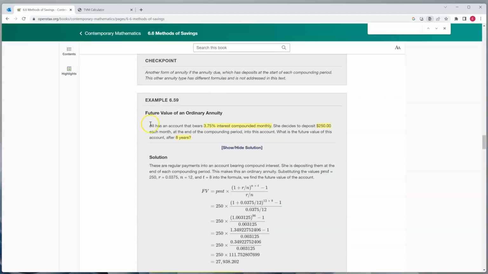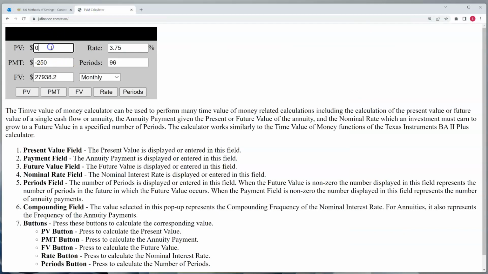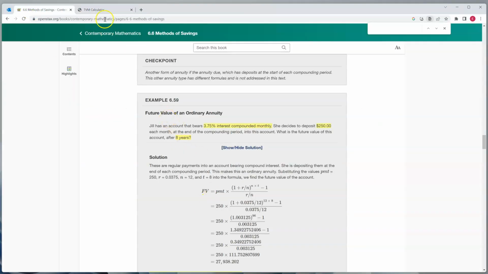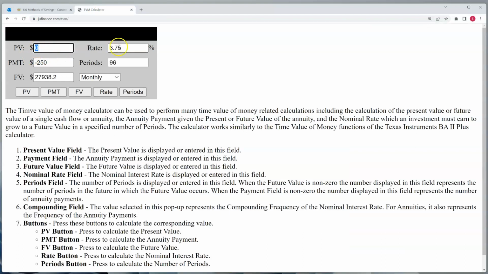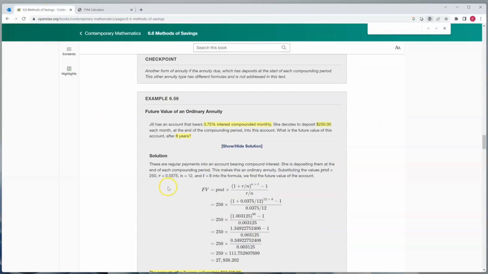So that's just kind of how we put it in there. Again, the present value is nothing. We assume Jill started with nothing. She's getting paid 3.75% interest. She's paying $250 a month. 8 years times 12 is 96, so that's given her about that $28,000 in savings.